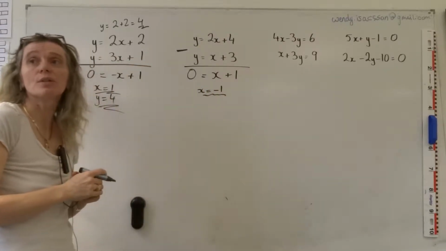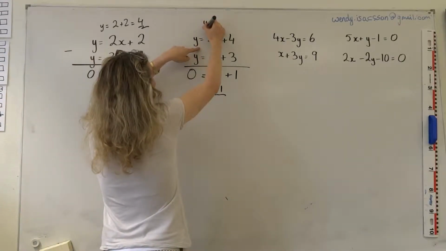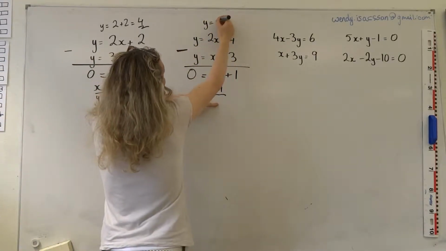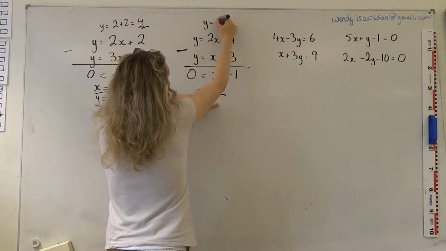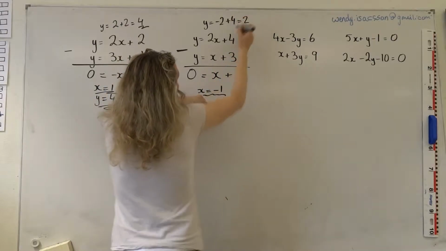Now I know that x equals minus 1. I substitute that into this equation. Y must equal minus 1 times 2, 2 times x. That's minus 2 plus 4. 4 minus 2 is 2. So y equals 2.